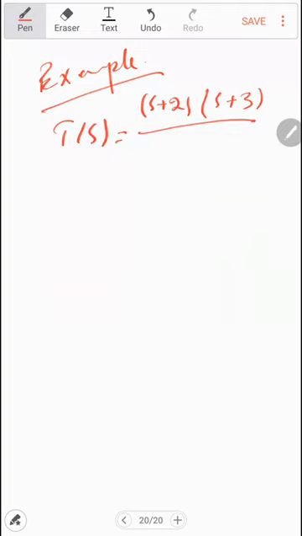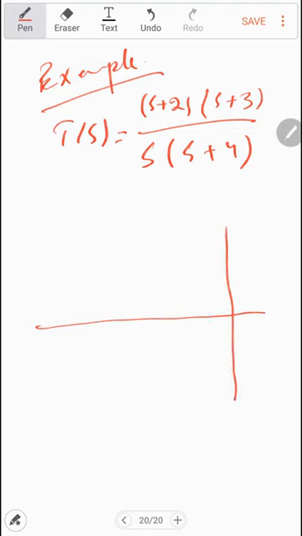Now let us consider this example. The closed loop transfer function is s plus 2, s plus 3, divided by s and s plus 4. So we have 2 poles at s equal to 0 and s equal to minus 4, and 2 zeros, one at minus 2 and another at minus 3. Let me plot the complex plane. We have one pole over here, another pole at minus 4, and similarly one zero at minus 2 and one zero at minus 3.